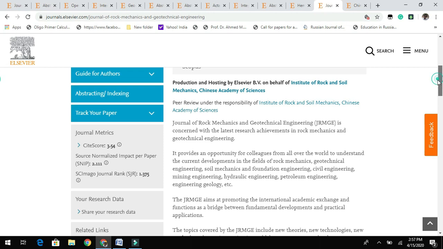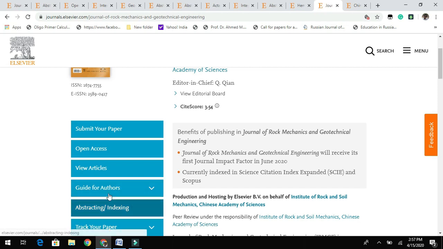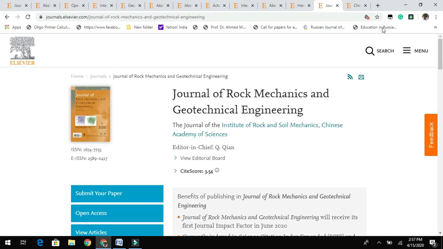If your research is related to these fields, then please do visit this journal, read the author's guidelines, and read the open access policy and submit.